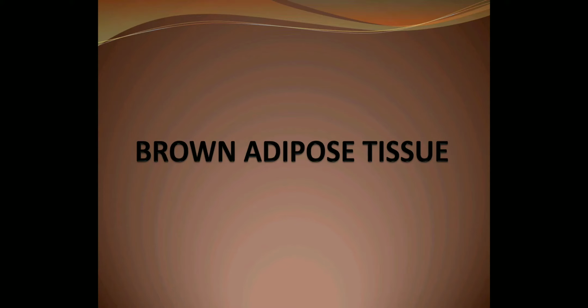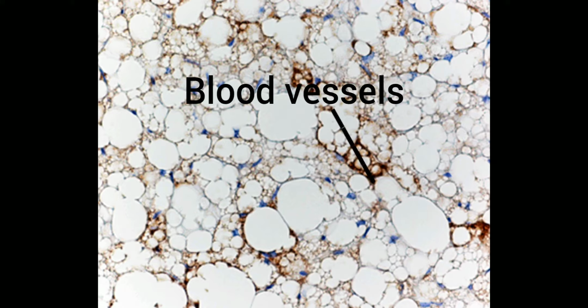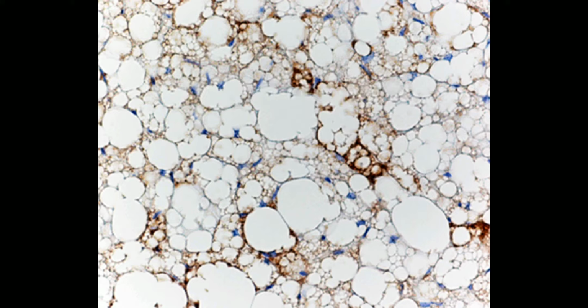Whereas talking about brown adipose tissue, white is opaque due to the presence of fat, so the appearance will be white, and here you will find it is reddish white, reddish brown in color due to the presence of a large number of blood vessels, and you will find this kind of tissue is normally found in children.